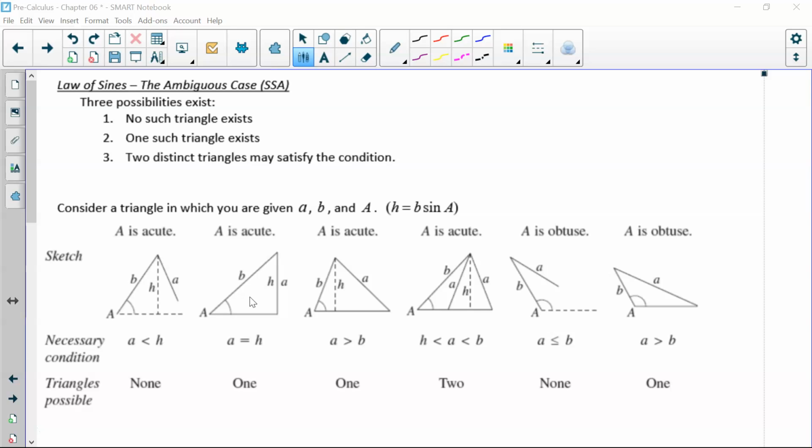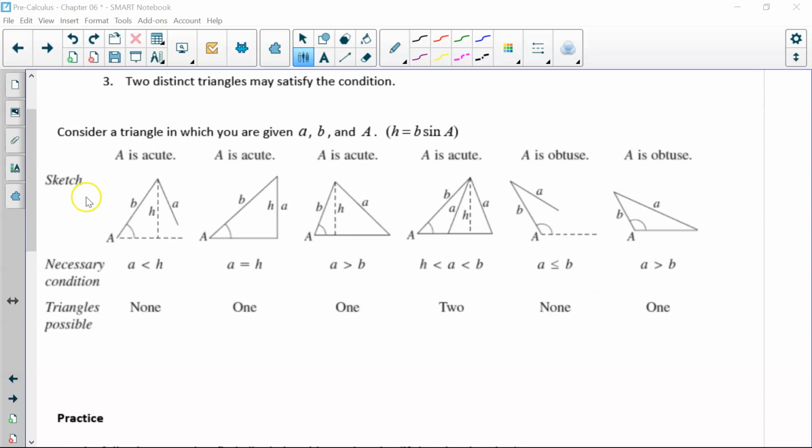Because the angle is not included between the two sides, it doesn't lock the shape in enough to determine whether the triangle is necessarily an acute triangle or an obtuse triangle. There's also a possibility that the triangle doesn't exist. That's why it's called the ambiguous case. It leads us to a couple of issues. We could have no triangle at all, only one triangle, or potentially two distinct triangles. So we have to consider that as we're going through.